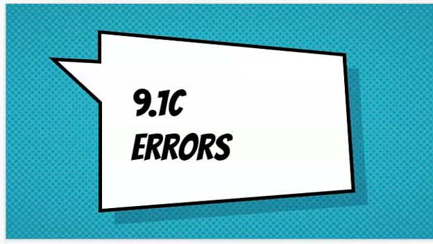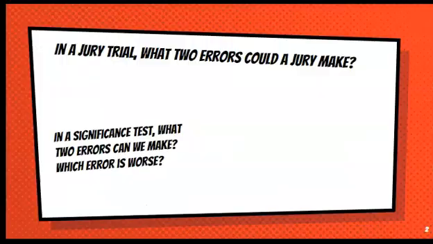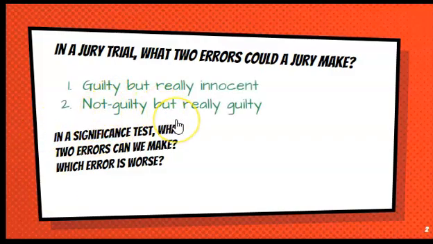In 9.1 Part C, we're going to look at errors. What if we make a mistake on these significance tests? So in a jury trial, what two errors can they make? Well, we've talked about their decisions. If they, number one, found them guilty, but they were wrong, then the person is really innocent. That's a problem, right? They found them guilty, but they're really innocent. And the other one is they found them not guilty, but they really are guilty.